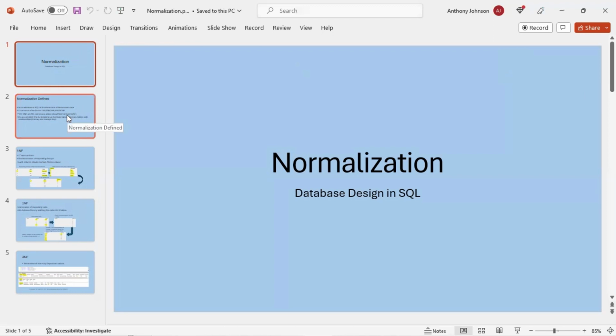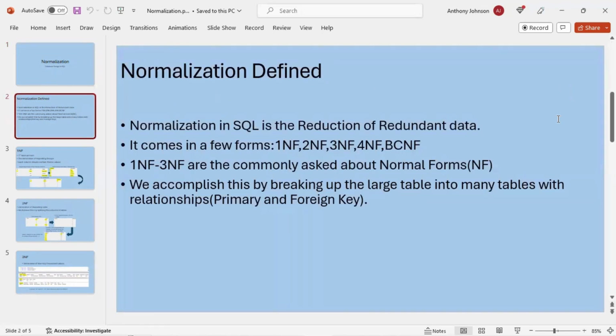So a little bit more about normalization. Normalization is the reduction of redundant data. So that's typically the second part of the answer. The first part would be the breaking down of large data sets and making them into smaller tables and linking them with relationships. Also, it's the reduction of redundant data. You have a few normal forms. That's what NF stands for, normal form. 1NF, 2NF, 3NF, 4NF, and BCNF, which stands for Boyce-Codd normal form. But 1NF, 2NF, and 3NF are the most commonly asked about normal forms.